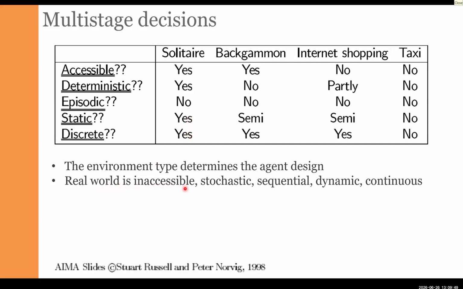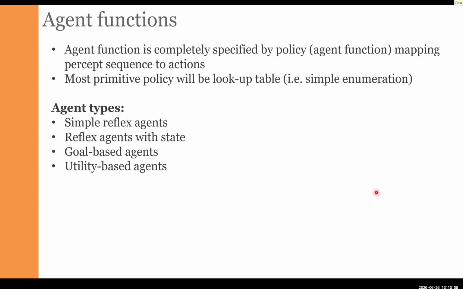Obviously, the real world is inaccessible, stochastic, sequential, dynamic, and continuous, meaning the worst of the possibilities. Naturally, the way to deal with a real world problem is to try to freeze some of these degrees of freedom, because that makes the problem much, much more tractable. And then going back to agents, this applies universally to agents, in the sense of an ML system interacting with the outside world.